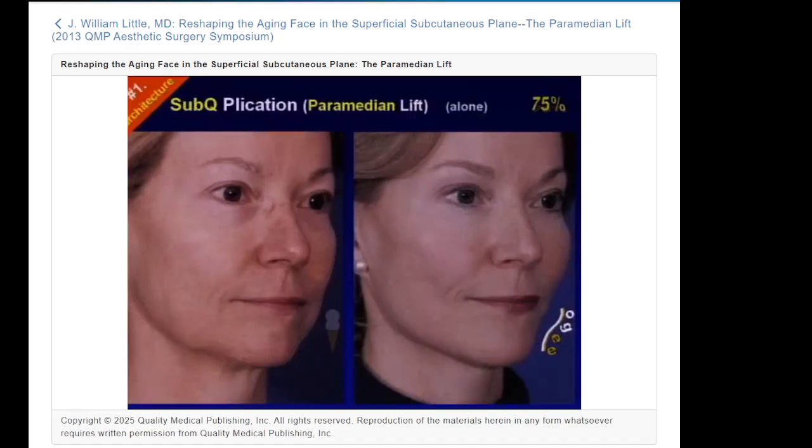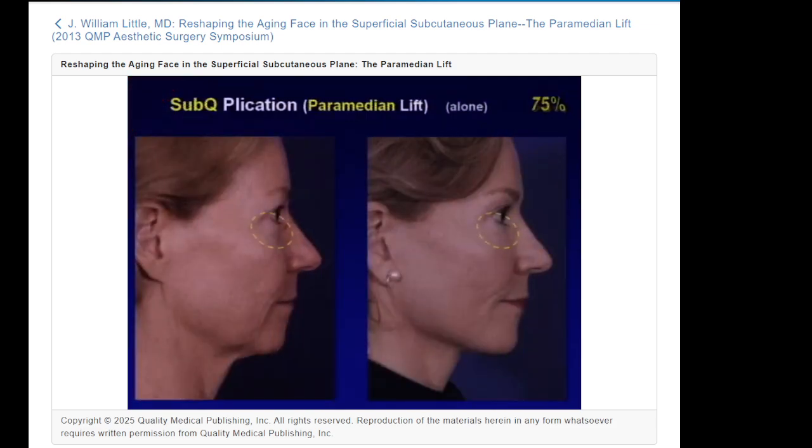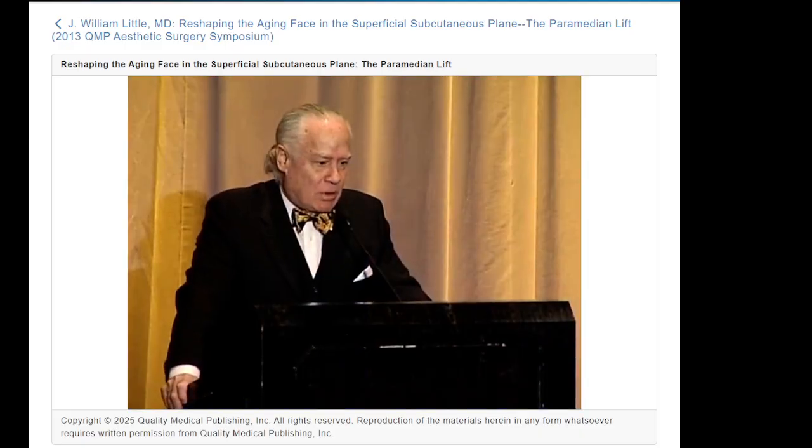And look at her jawline as if I've added something. I haven't. I've lifted the jowl instead. And her neck has been improved. Her chin position has been improved. Neck has been improved with that posterior modified suture of Daniel Labe.